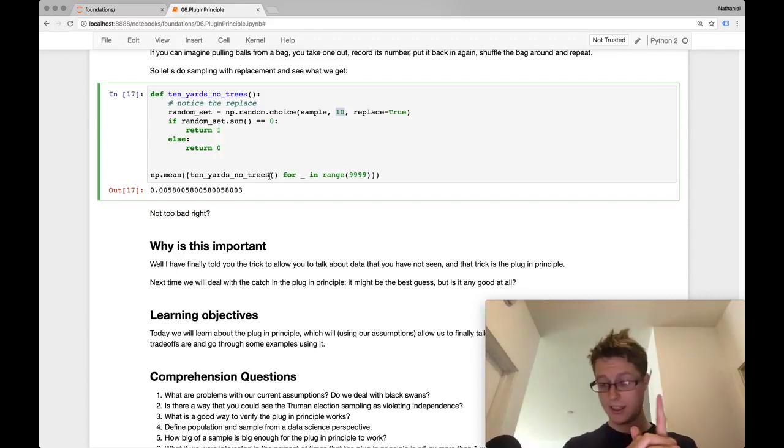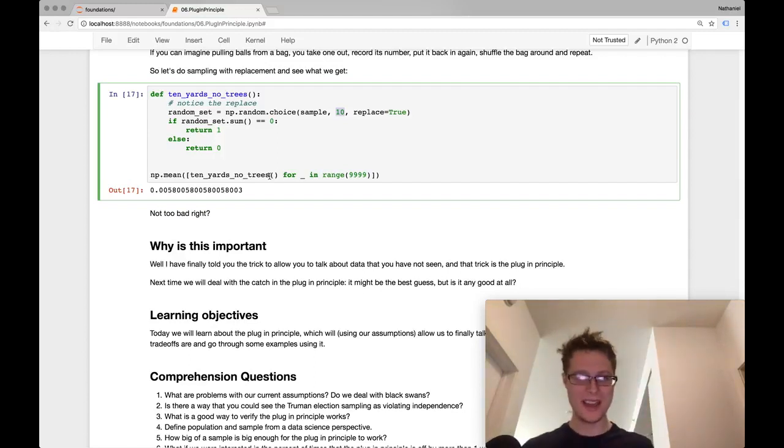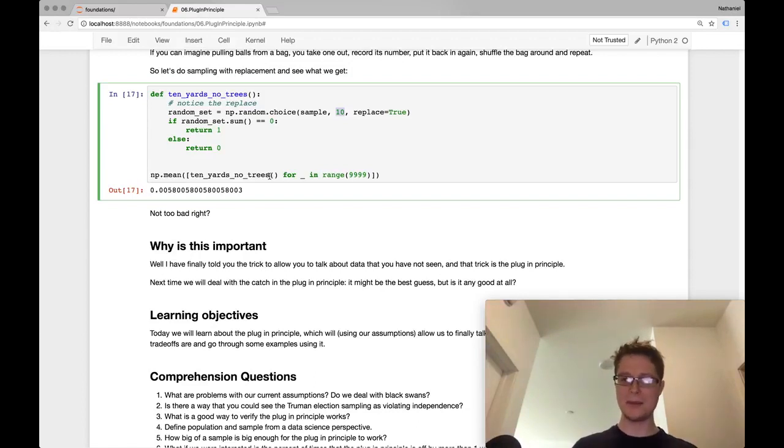Now there's the catch and the trade-off that we need to always be cognizant of. The trade-off: the more data you have, the better the plugin principle will be. And the catch, which we'll solve in the next couple of lectures, is that even though it's the best estimate, it might not be a good estimate. So how do we solve that? Maybe the plugin principle is the best estimate, but it's always terrible. And so, well, we're still up a creek without a paddle.